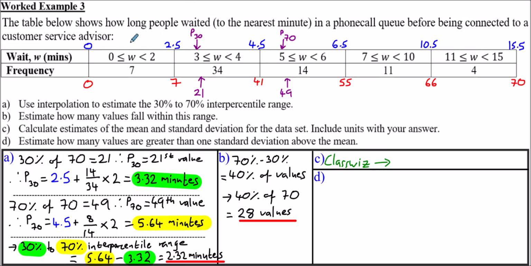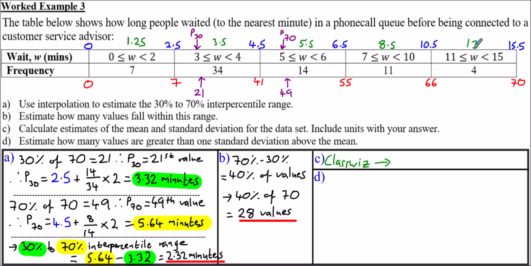From 0 to 2.5, that midpoint's 1.25. From 2.5 to 4.5, next midpoint's 3.5. Between 4.5 and 6.5, this next midpoint's going to be 5.5, so we need to fill this one in as well. Between 6.5 and 10.5, midpoint of that is going to be 8.5, and the last one, 10.5 plus 15.5 is 26, and half of 26 is 13.